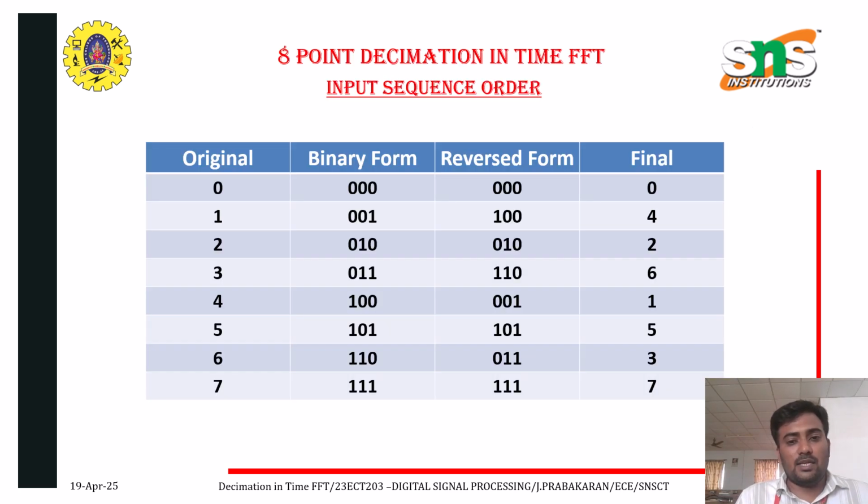This is the bit reversed form. To calculate the bit reversed form, we write the index 0, 1, 2, 3 up to 7. After that, write the binary format of each index value. Because 8 equals 2 power 3, we are going to use 3 bits. So this is the reversed form, and this is the decimal value for those binary values.